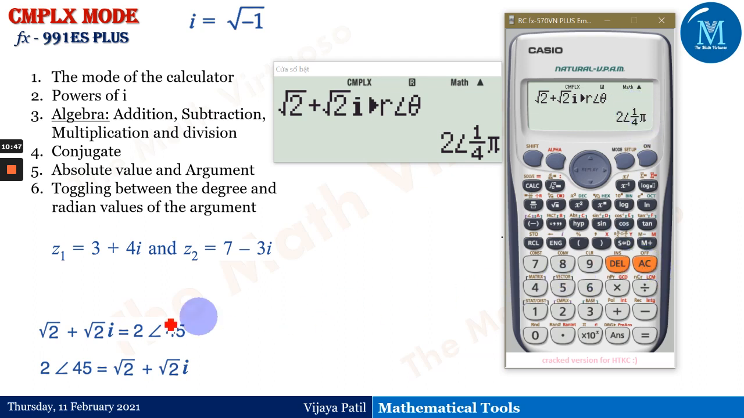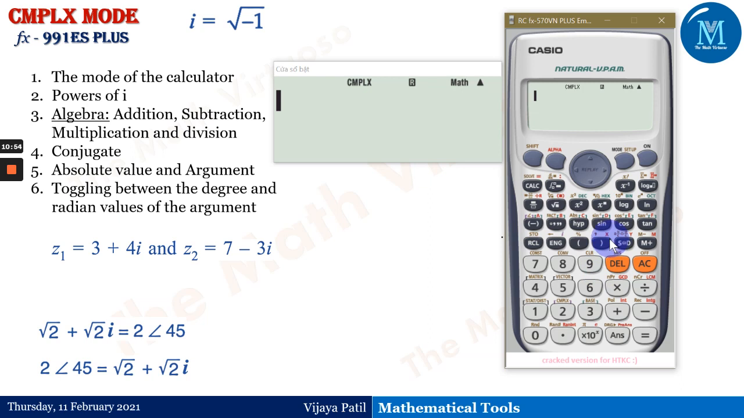Okay, now this is also done. I wanted to show you one more thing: if I have my argument and the absolute value, how can I write down the a plus bi form of that complex number? If you observe this particular sign where I'm keeping my cursor, I need to put shift, this bracket, minus sign here. This sign has come. I need 45.